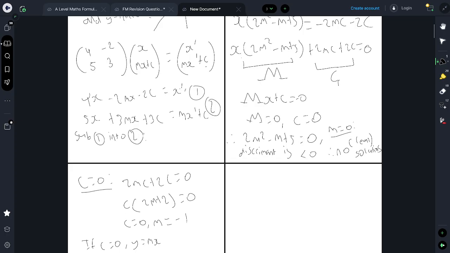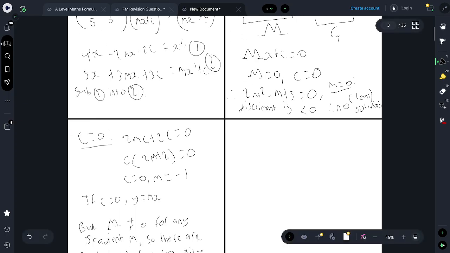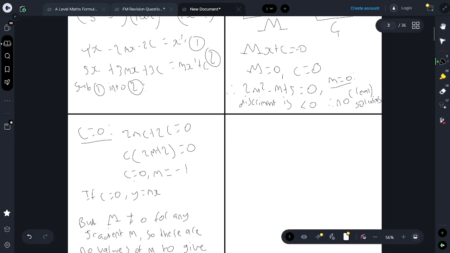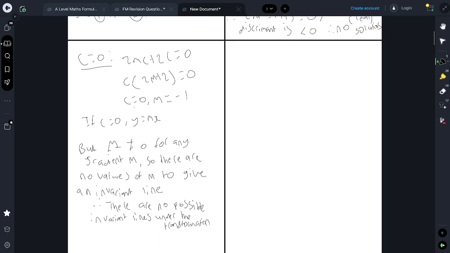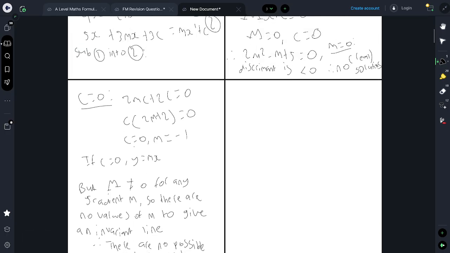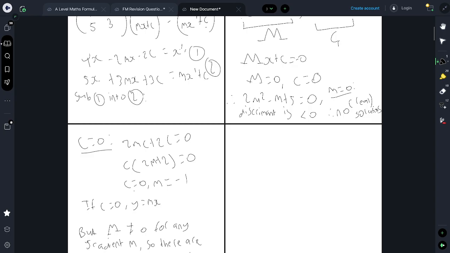So no matter what solution you get from c is 0, it doesn't matter because you still have to have a gradient, right? But you can't have a gradient. So really, it fails. There are no possible invariant lines here because you get no real roots, no real solutions for m. Okay, so that's that question.